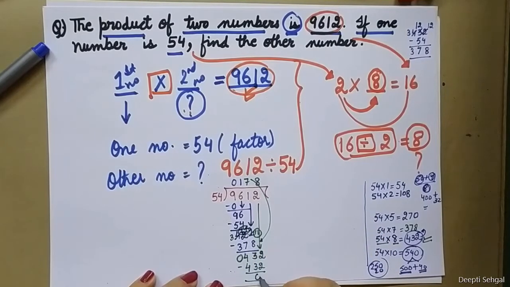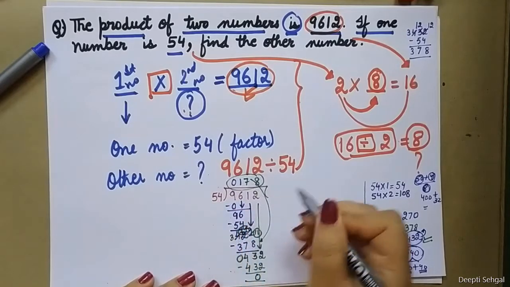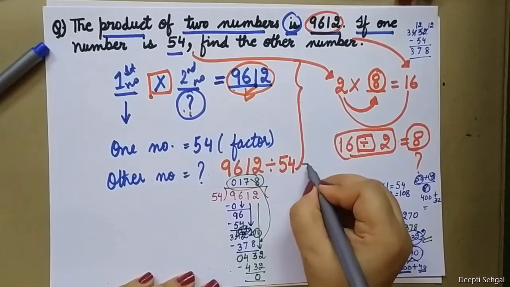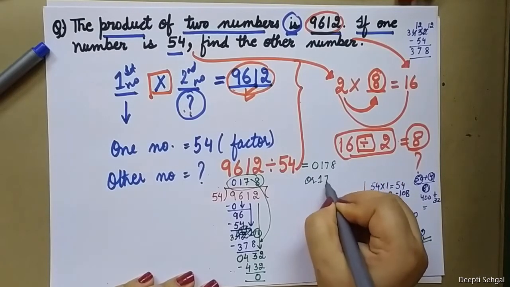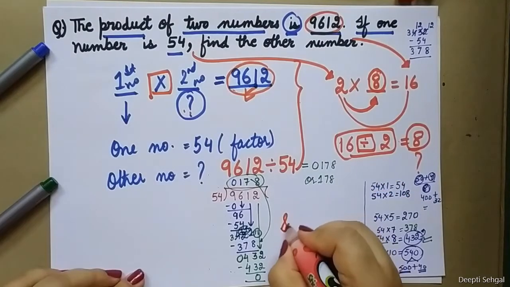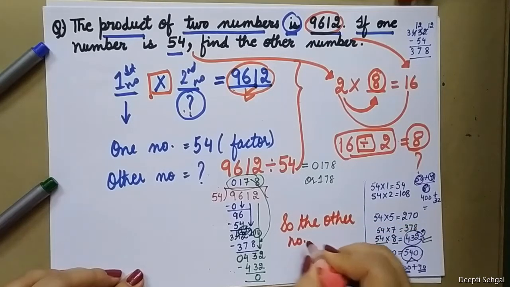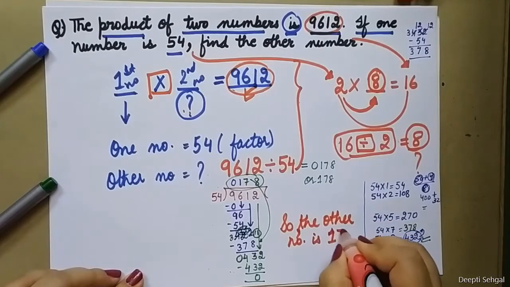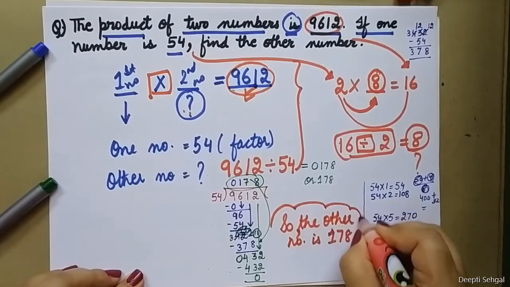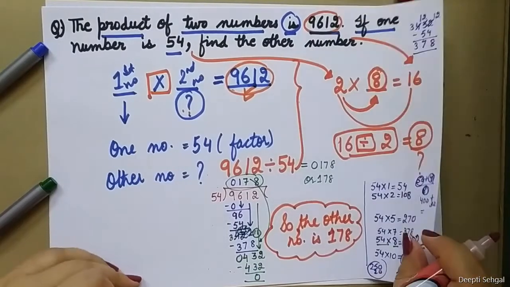So now my remainder is 0, no digit to bring down. So what is my answer? 0178. So the other number is 0178, or only 178. So the other number is 178. Easy. Let's move to the next question now.